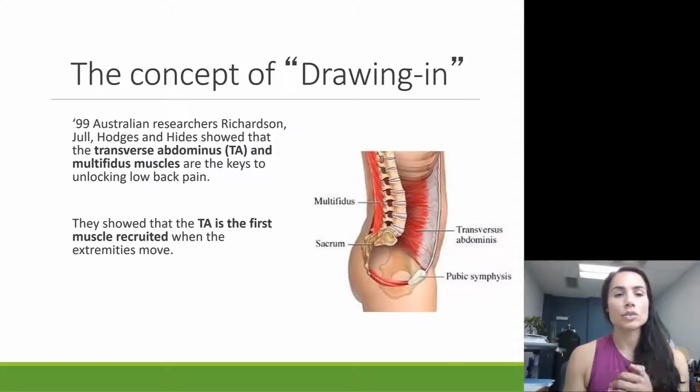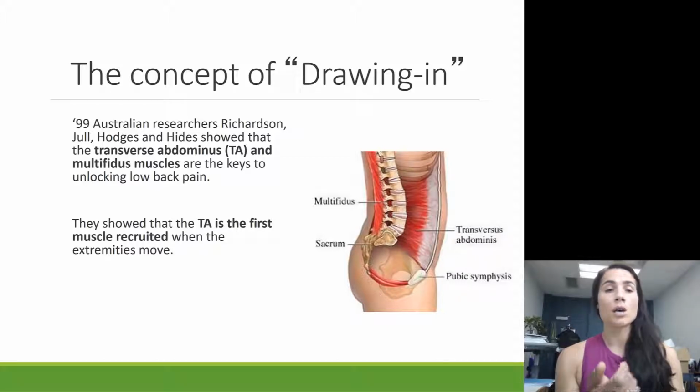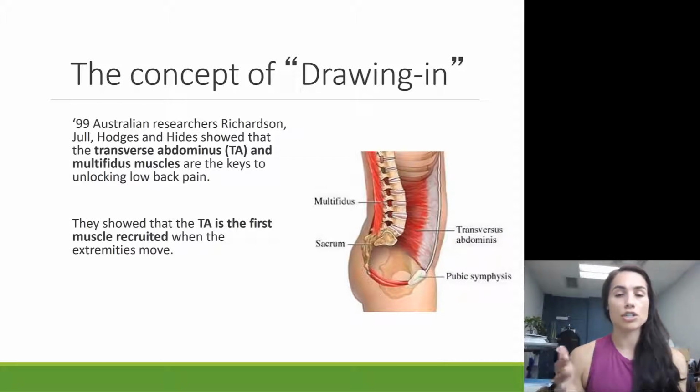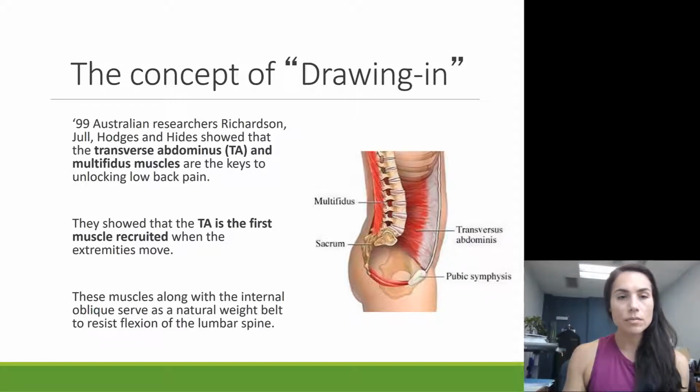Okay, and these same researchers found that the transverse abdominals is the very first movement that's recruited when we utilize any kind of extremity. Okay, so that's why if you've heard a lot about the transverse abdominals and why it's so important to train the transverse abdominals, that's why it's usually the first muscle recruited when we move.